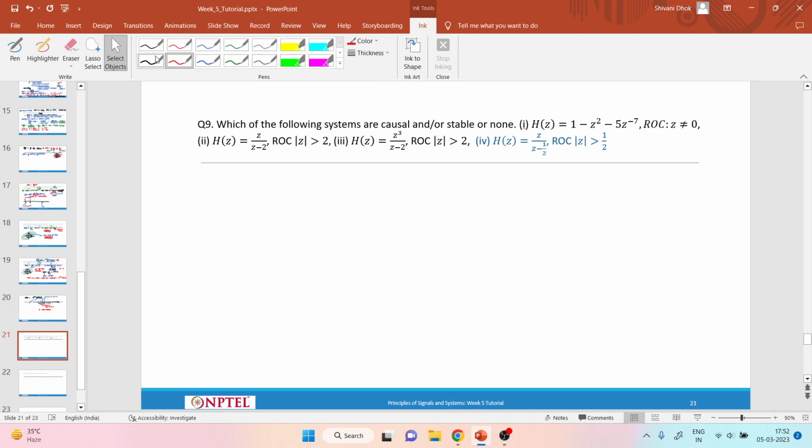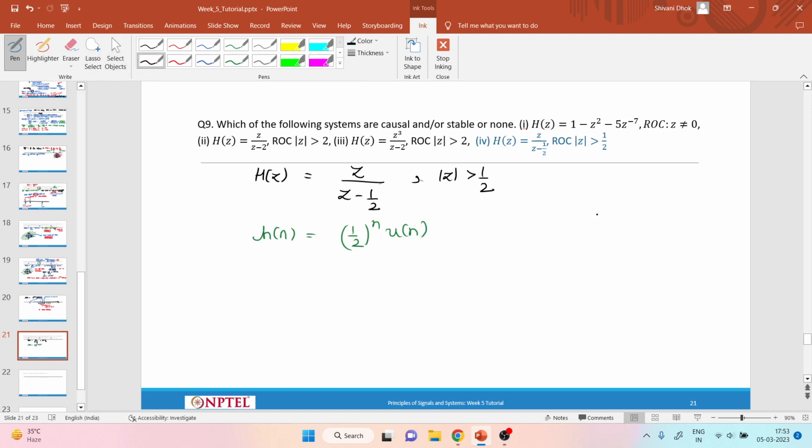Let us look at the next question, the last part of this question. We have H of z equal to z upon z minus 1 by 2, and here the magnitude of z is greater than 1 by 2. Again this is our standard form, and we know that h of n is equal to 1 by 2 to the power n u of n.